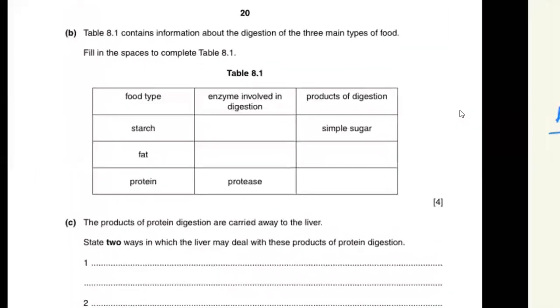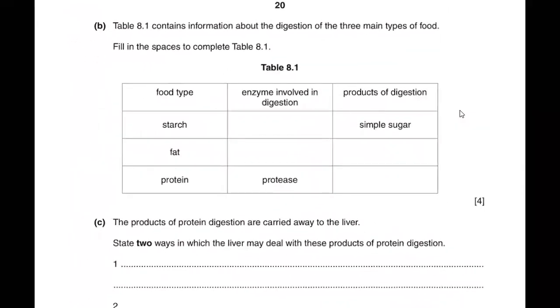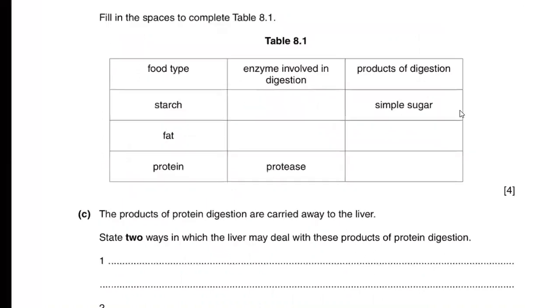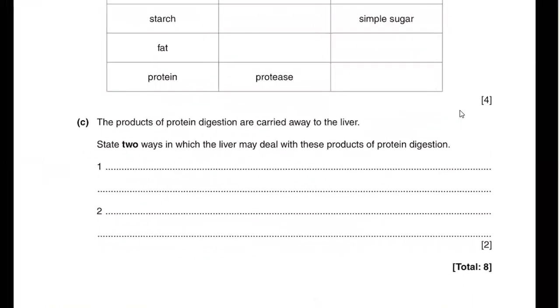Acha, okay. This table contains information about the digestion of three main types of food. So fill in the spaces. Yes, what will you write? Food type, starch, enzyme. So starch is, what do you call, amylase. Fat is lipase, right? And the products of digestion will be glycerol and fatty acids. Correct. And for the last one, it's going to be amino acids.